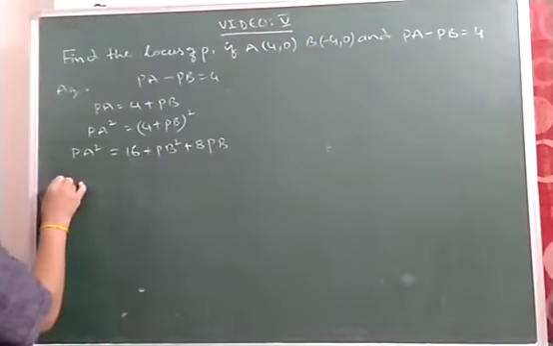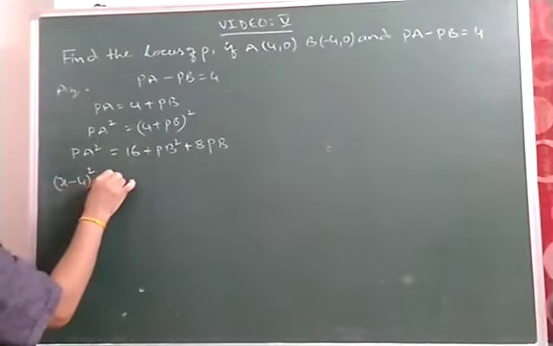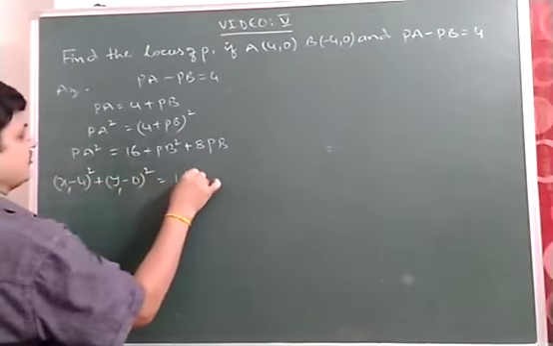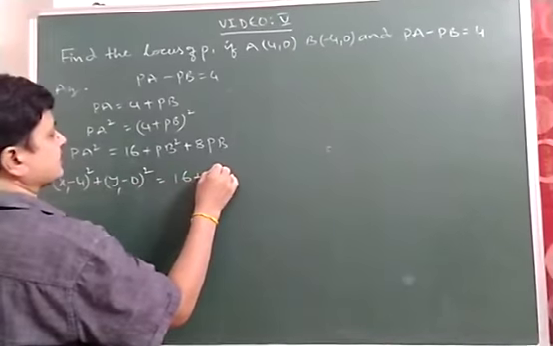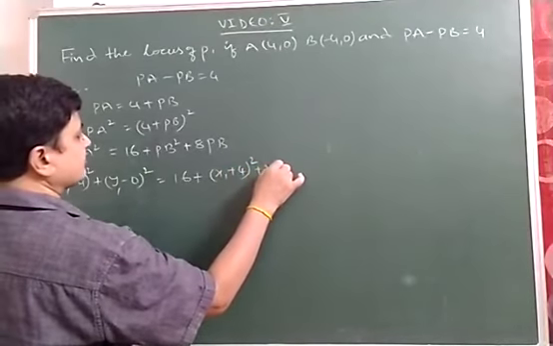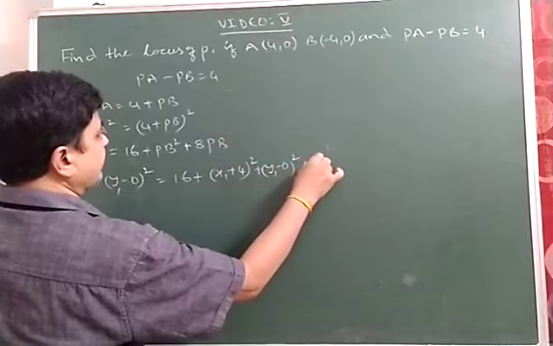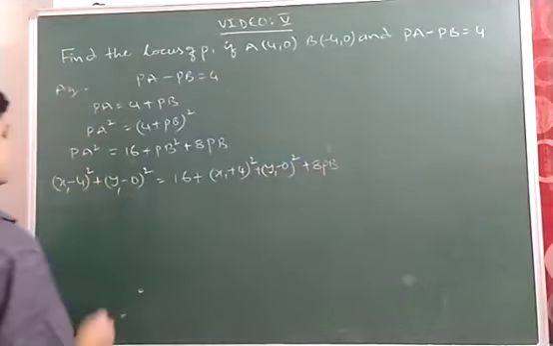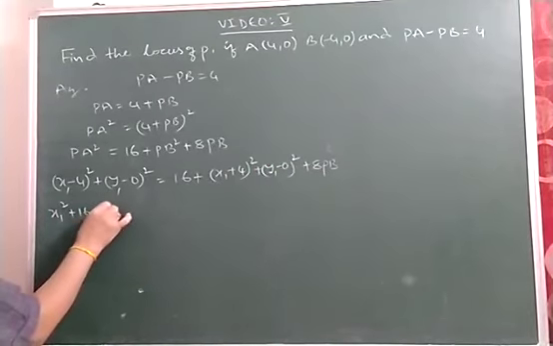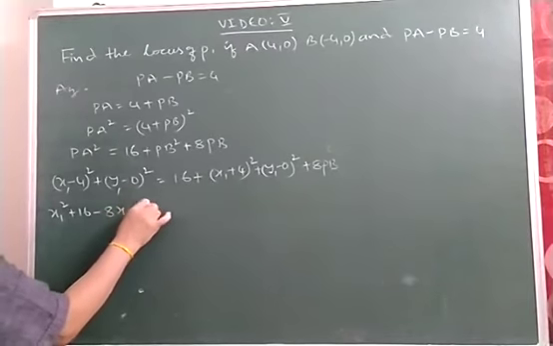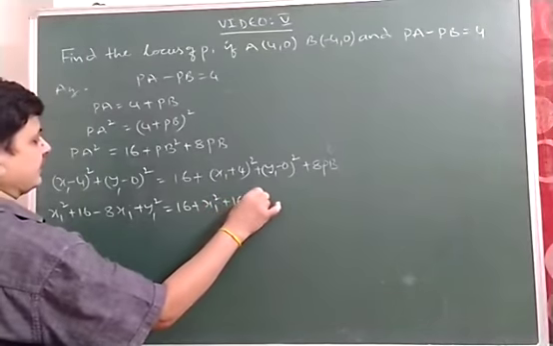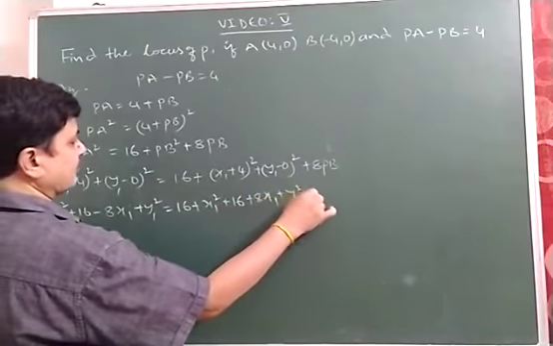PA square means x1 minus 4 whole square plus y1 minus 0 whole square. That is equal to 16 plus PB. That means x1 minus of minus, plus 4 whole square plus y1 minus 0 whole square plus 8 PB. Now expanding, x1 square plus 16 minus 8x1 plus y1 square is equal to 16 plus x1 square plus 16 plus 8x1 plus y1 square plus 8 PB.